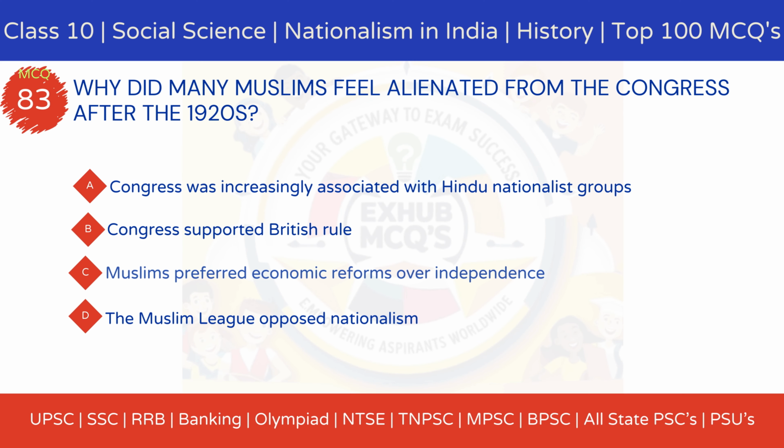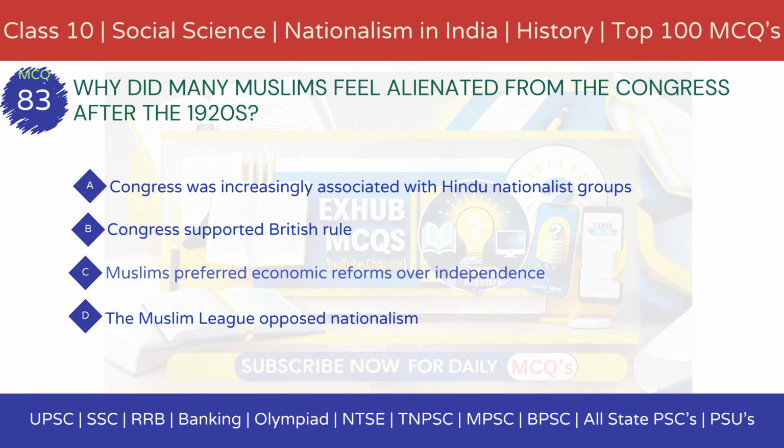Why did many Muslims feel alienated from the Congress after the 1920s? Option A, Congress was increasingly associated with Hindu nationalist groups. Option B, Congress supported British rule. Option C, Muslims preferred economic reforms over independence. Option D, the Muslim League opposed nationalism.